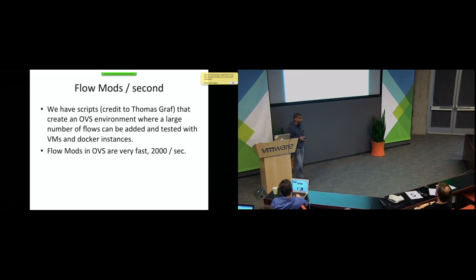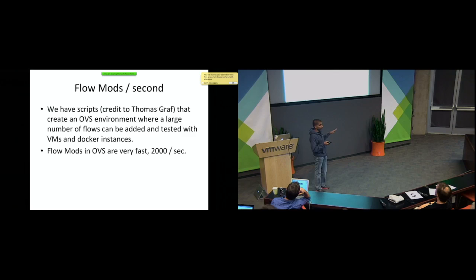Okay, flow mods per second. So we actually have scripts, basically, thanks to Thomas. What we do there is we create an OVS environment, and we create a large number of flows, and those are configurable. In our test, we were actually adding about 120K flows or something. So this just measures how fast you can actually add the flows to the user space.